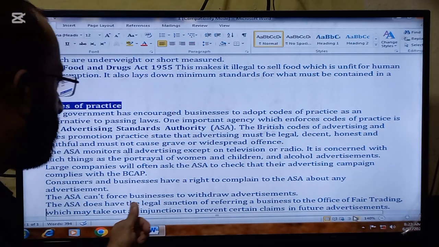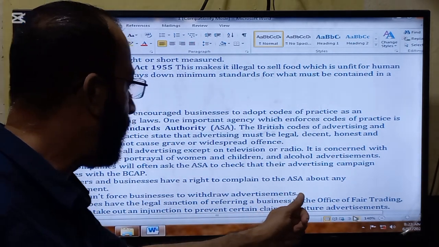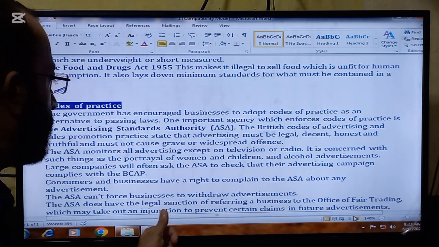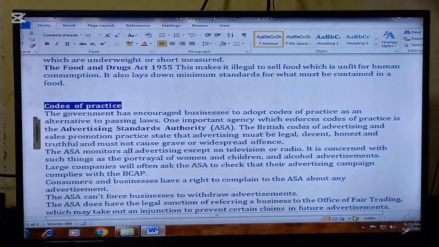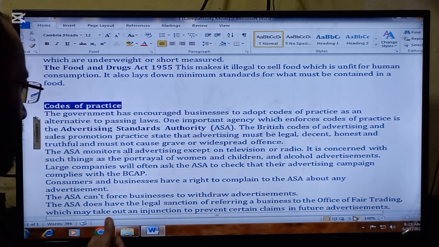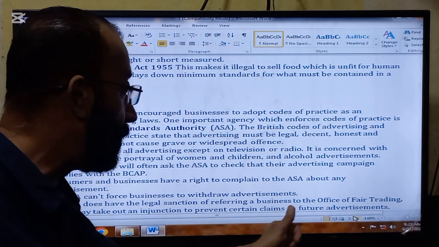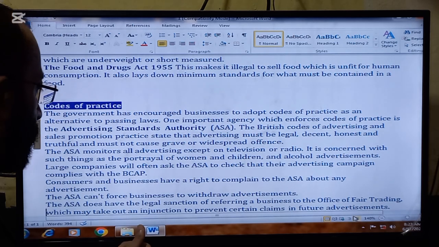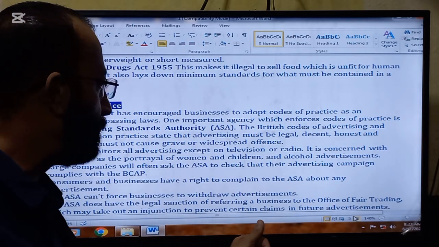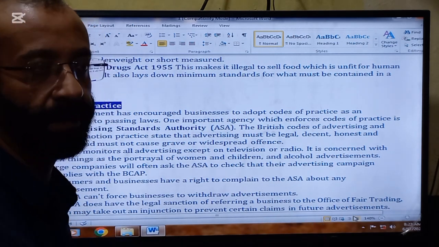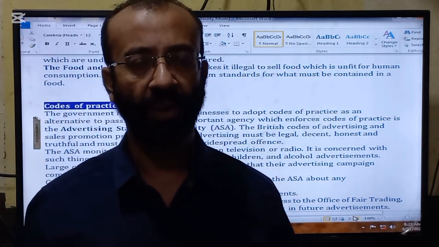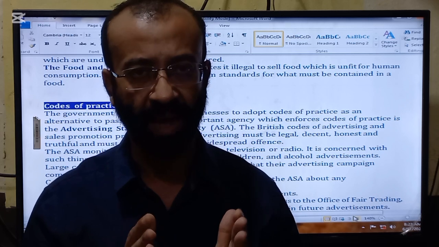Consumers and businesses have a right to complain to the ASA about any advertisement. The ASA cannot force businesses to withdraw advertisements. The ASA does have the legal sanction of referring a business to the Office of Fair Trading, which may take out an injunction to prevent certain claims in future advertisements. So it means there are some constraints on manufacturers, on the marketing.